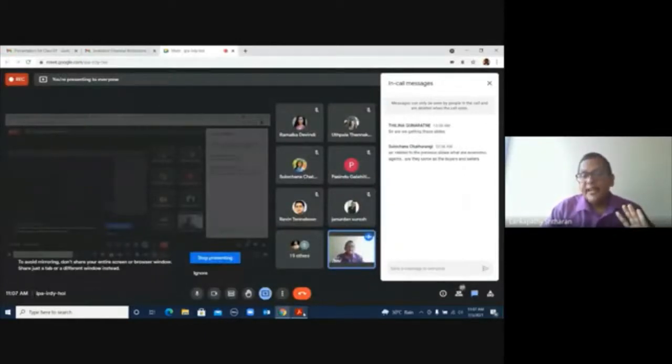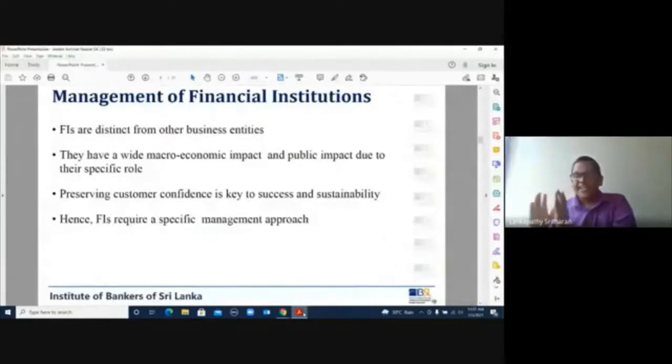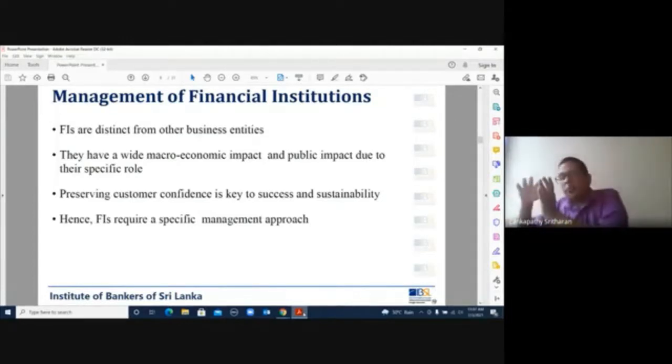Generally, there is a main difference. If you take a commercial bank as one institution, and if you take JKH as one institution, or KLIS as one institution, what is the main difference? I am expecting the main difference between the banking business and a conglomerate or other production based business. What is the main difference? Can anybody say?